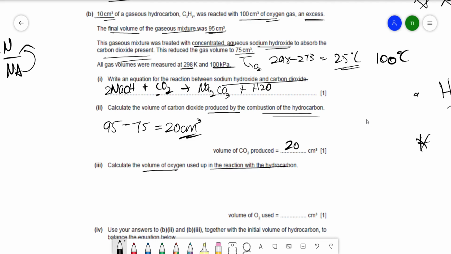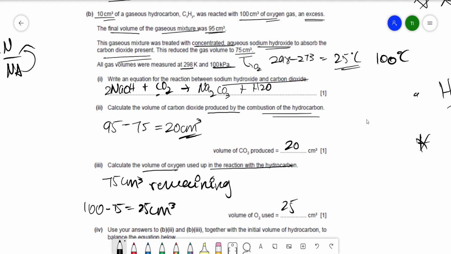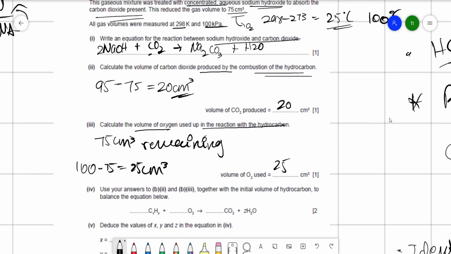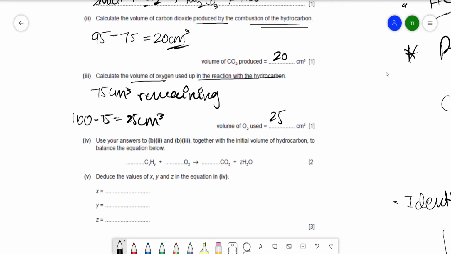Calculate the volume of oxygen used up in the reaction. So you know that there's 75 centimeter cube remaining. And what was the initial amount that was used? 100. So 100 minus 75 would give you 25 centimeter cube of oxygen that was used up in the reaction. Okay. Now use your answers in B1, B2 and B3 together with the initial volume of hydrocarbon to balance the equation shown below.